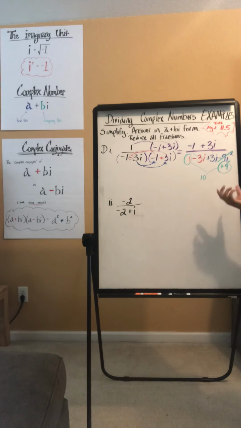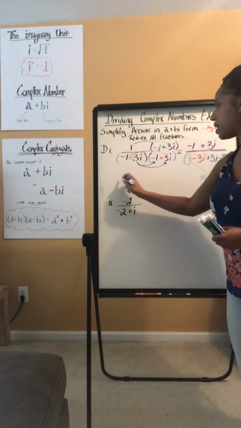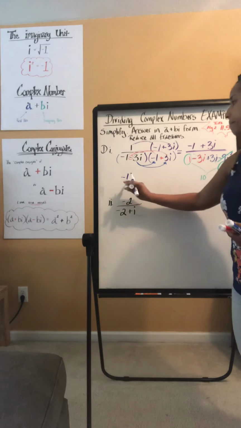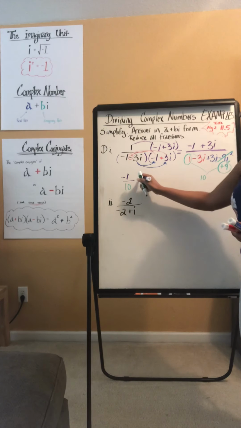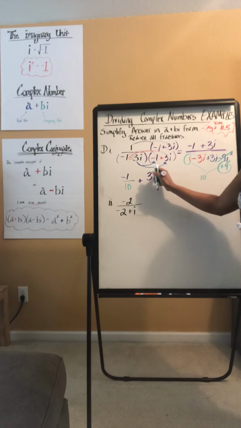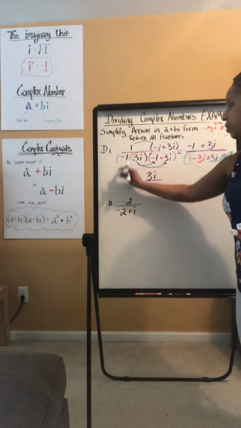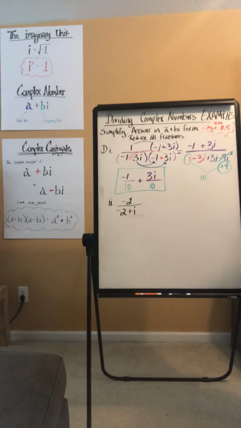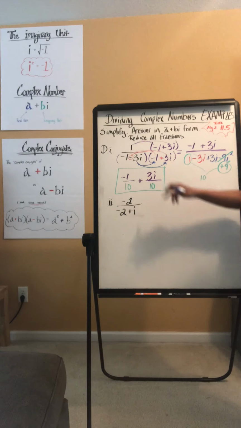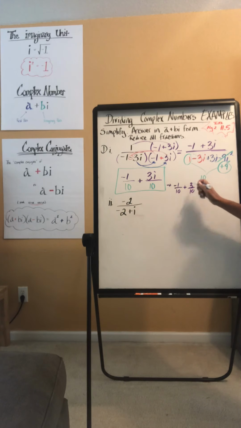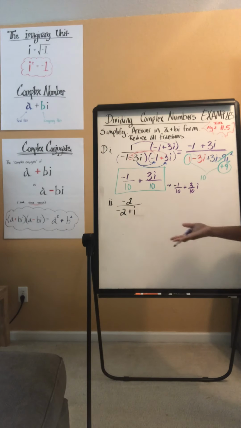So if I wrote this in a plus bi form, that means I want to separate them. I would have my -1 over 10, and plus, I would have my 3i also over 10. And that would be my final answer. And again, you can write it with the i up here, or if you wanted to, you could say -1 over 10 plus 3 over 10 and throw the i off to the side. They are both acceptable forms.